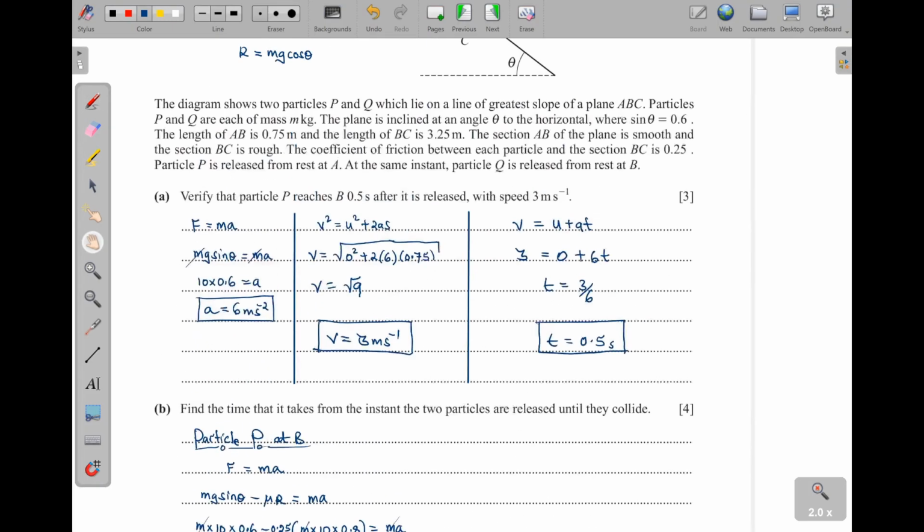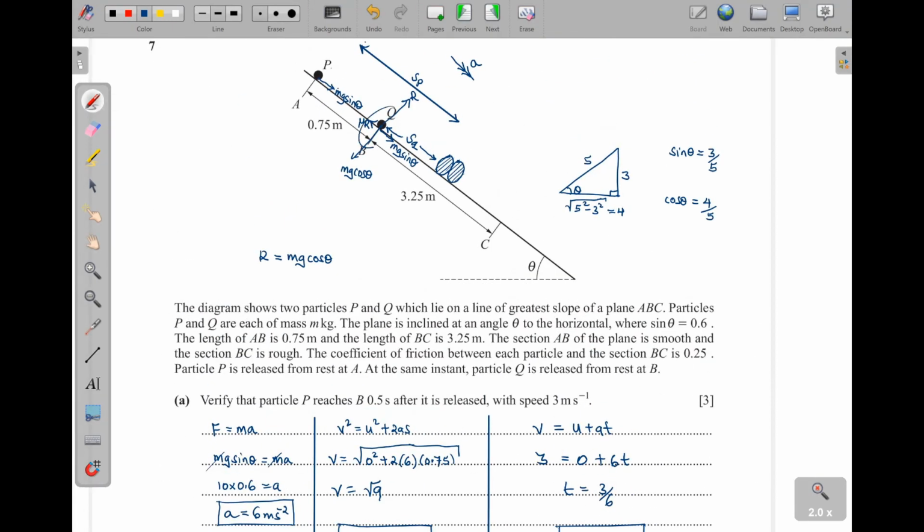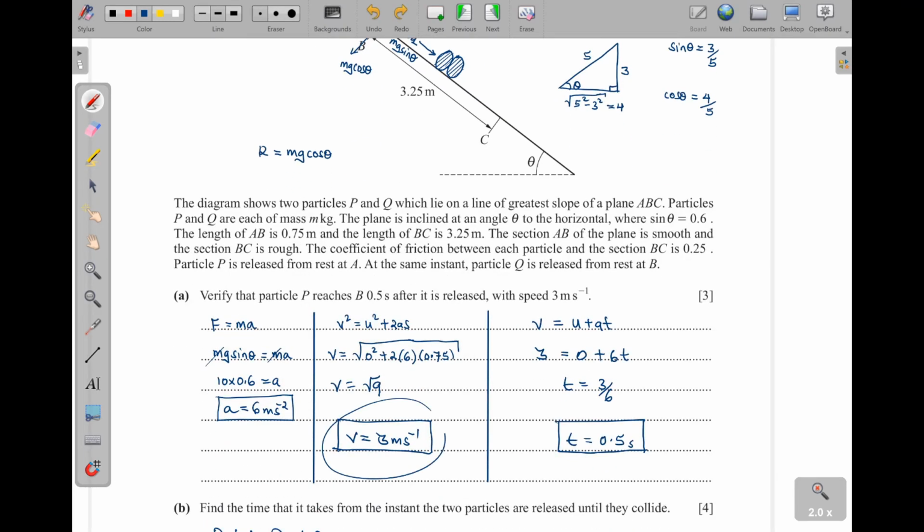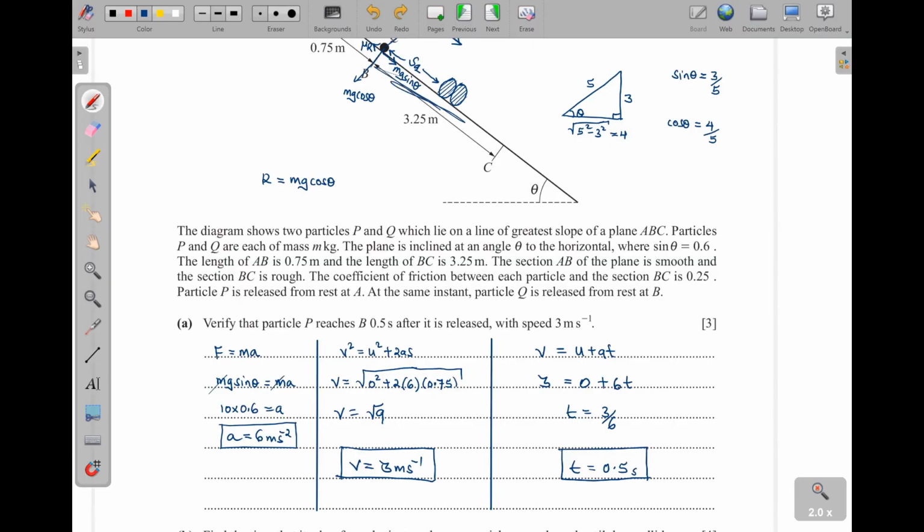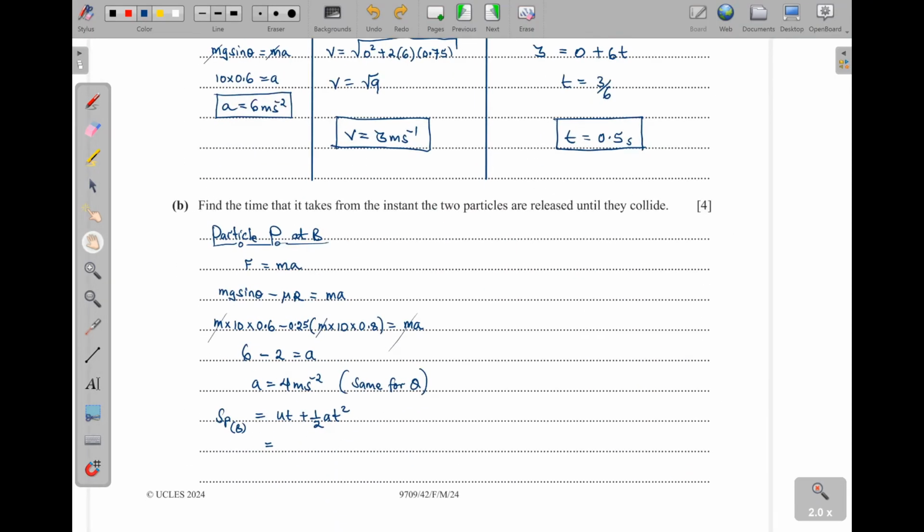Now, the initial speed, by the time P reaches here at Q, we have gotten the speed as 3 meters per second. That becomes its initial speed for the movement within this region here. So we are going to have U as 3, times T, plus a half, acceleration we have seen is 4, times T squared. So this will actually be 3T plus 2T squared.